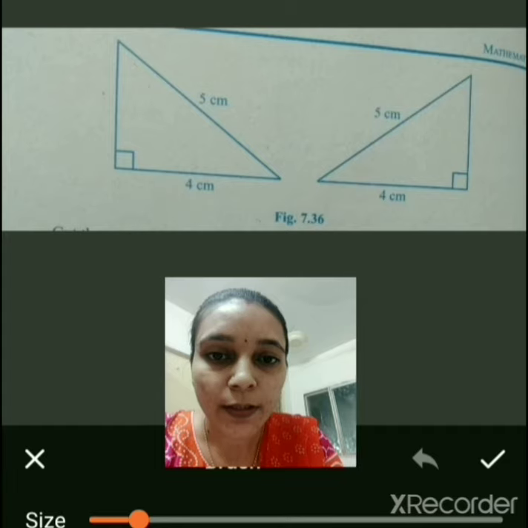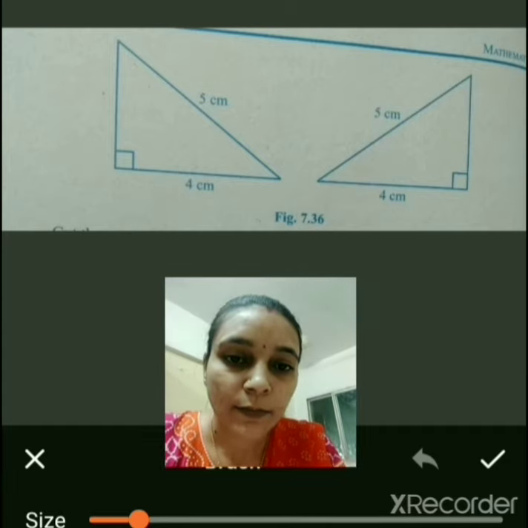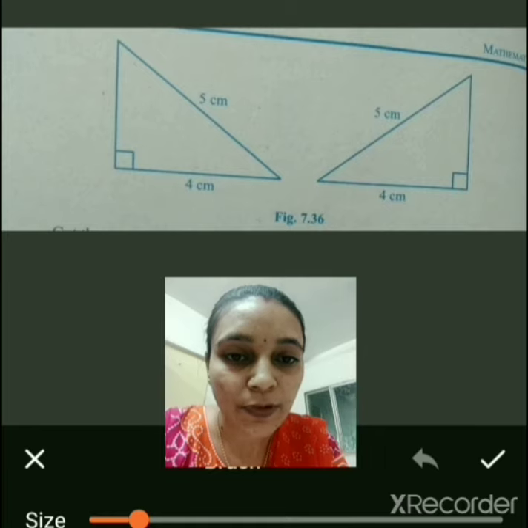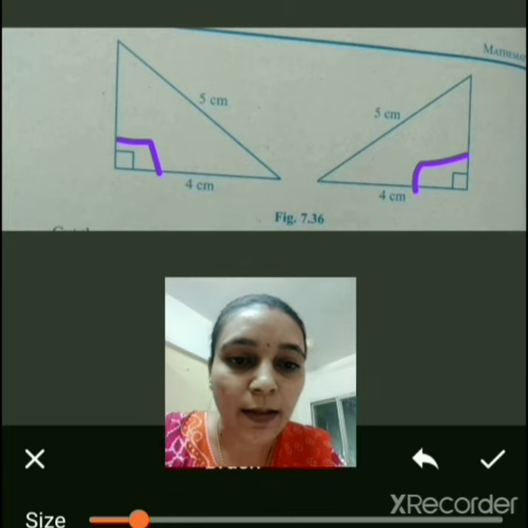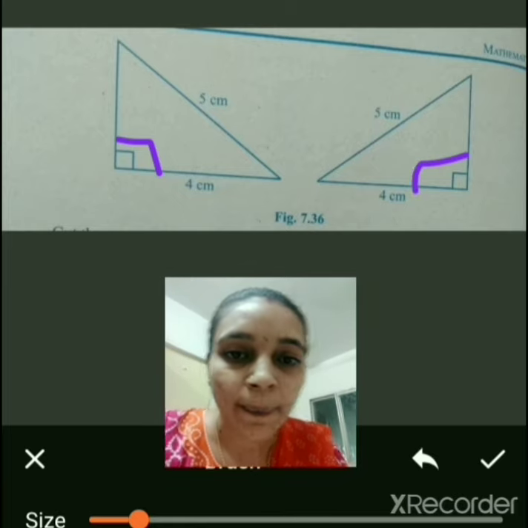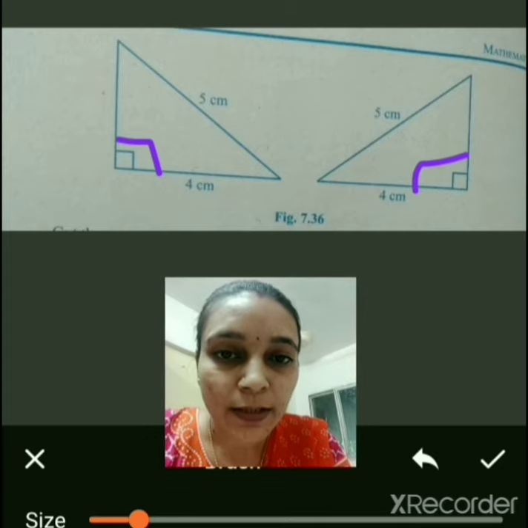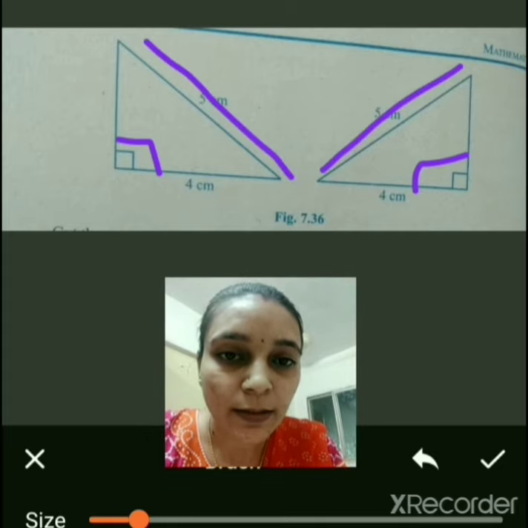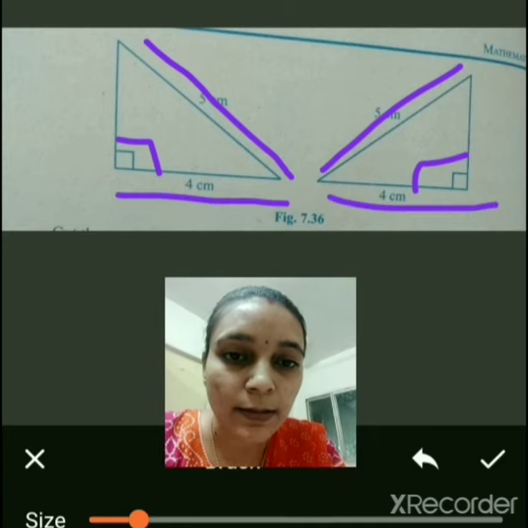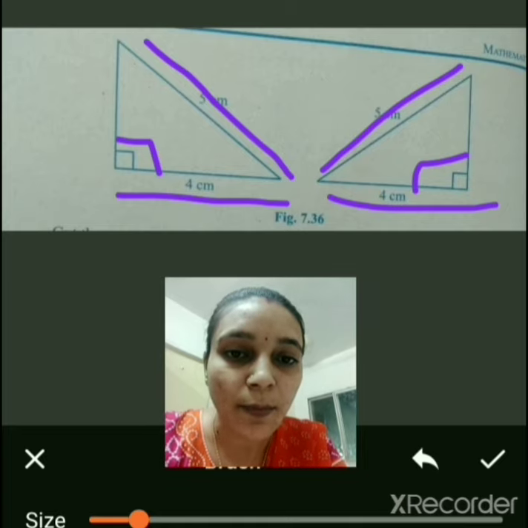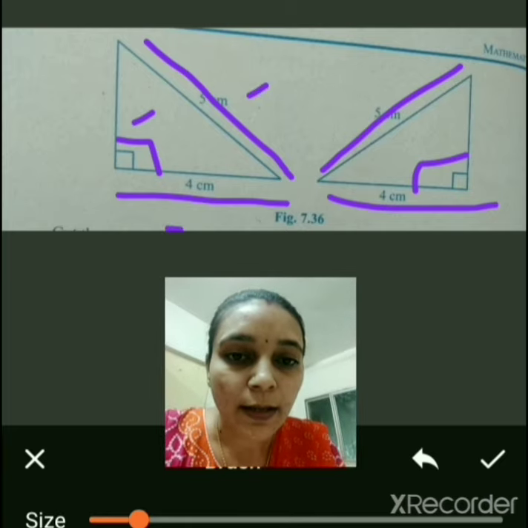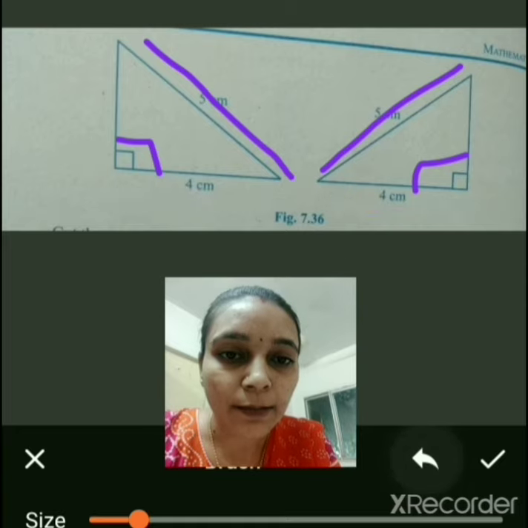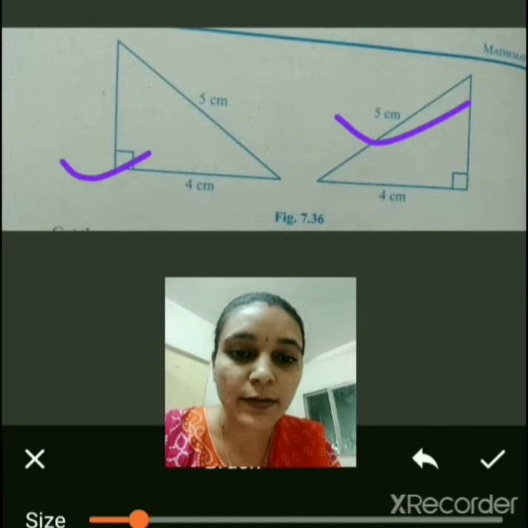Now see in the figure, as the rule is RHS, right angle, hypotenuse and side. So let us start with the right angle. Both the triangles have a right angle. Then the hypotenuse, this is called the hypotenuse of the triangle, and that is also the same, 5 centimeter, and any side is also equal. So by RHS rule, right angle, hypotenuse and side, these two triangles are congruent. You can say these two triangles are congruent triangles.